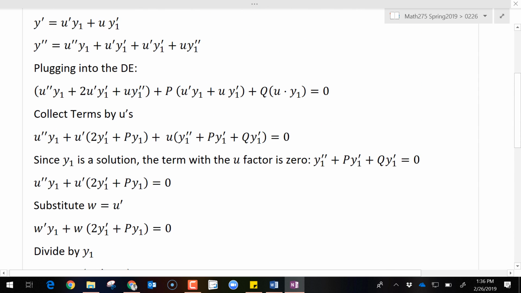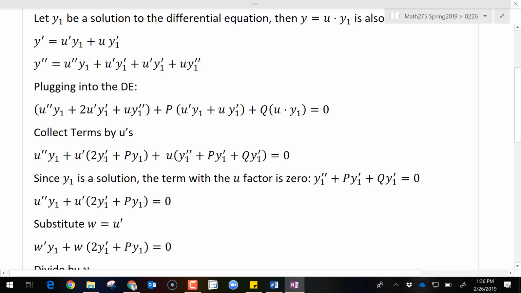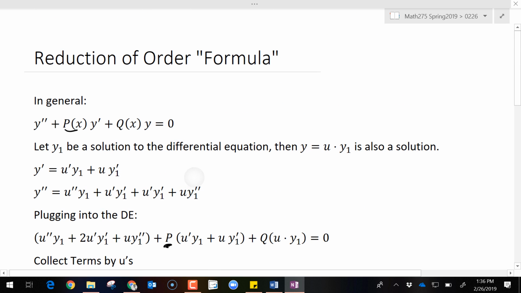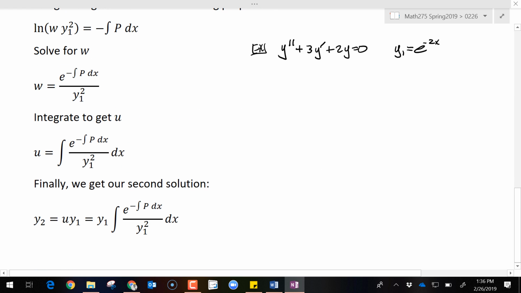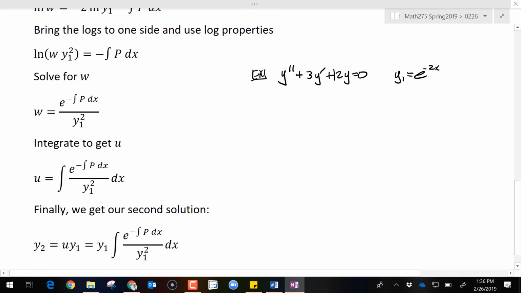Backtrack. P looks like it's going to be the coefficient of the y prime, and then q is the coefficient of the y, although we didn't use q here. So let's say p, in our problem, is equal to the coefficient of the y prime, so that's 3. Okay?